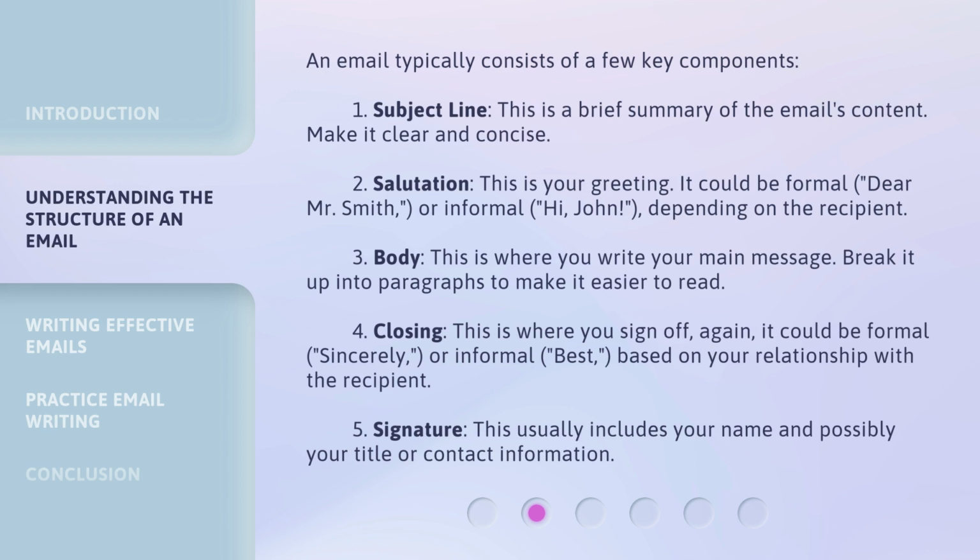3. Body. This is where you write your main message. Break it up into paragraphs to make it easier to read. 4. Closing. This is where you sign off. Again, it could be formal, "Sincerely," or informal, "Best," based on your relationship with the recipient. 5. Signature. This usually includes your name and possibly your title or contact information.